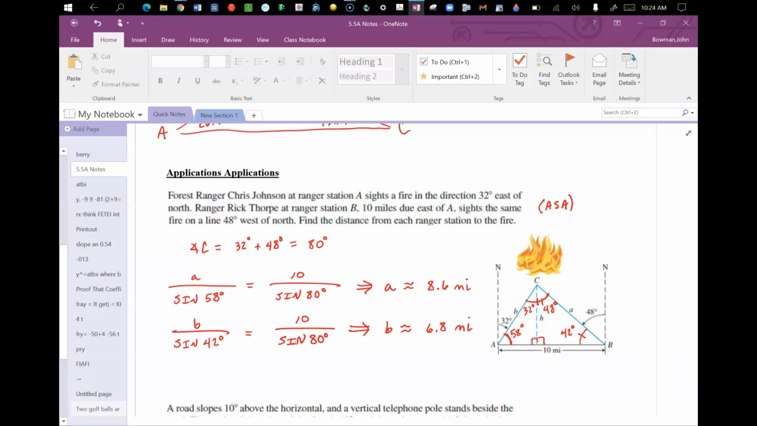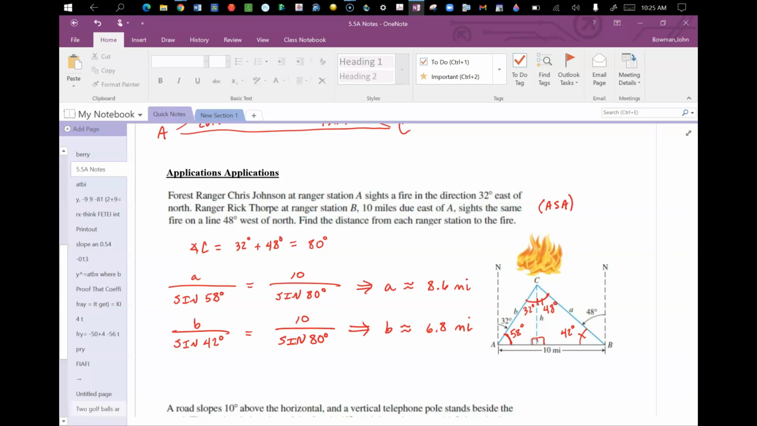We then set up to solve for side A or side B. So side A over the sine of angle A is equal to side C over the sine of angle B. Solve that, you get A is approximately 8.6 miles. Do the same thing for side B. B over the sine of 42 degrees is equal to 10 over the sine of 80 degrees, and B is approximately 6.8 miles. Again, I would encourage you to verify that the largest side is across from the largest angle and the smallest side across from the smallest angle, and that the sum of any two sides is greater than the third, which you can see is true in this case.